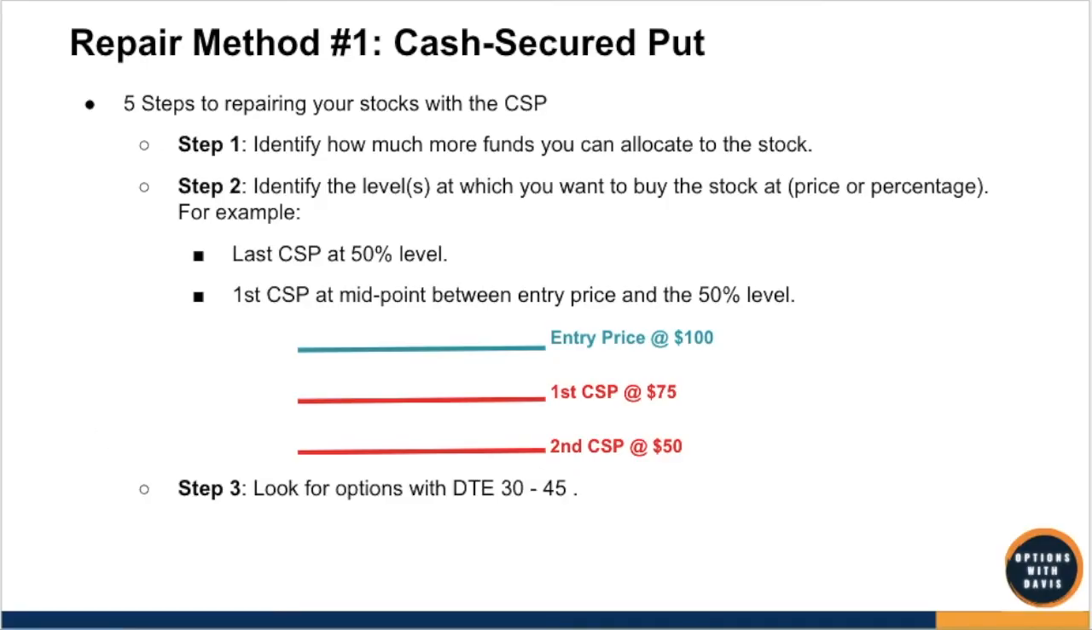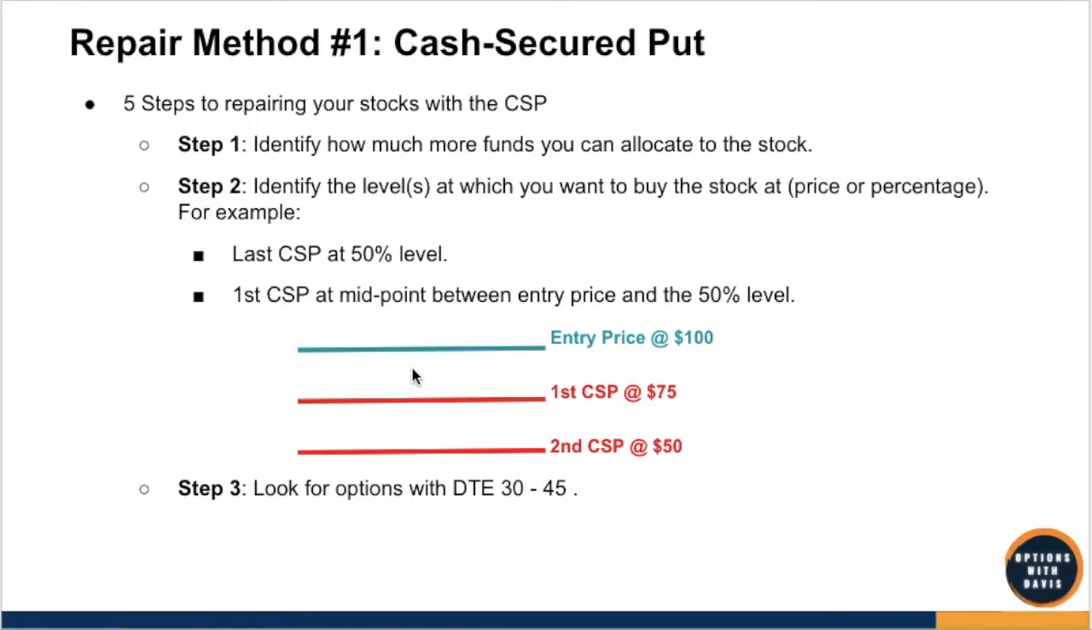Okay, so step number 3 is to look for the options with the days to expiration of 30 to 45 days, because that is generally the time where the decay starts to really increase. It's always the last 30 to 45 days of an option. Now, some people have actually asked whether they can sell the weekly options for this. Now, you definitely can, but bear in mind that if you were to sell the weekly options, chances are that you may not get enough premium to sell at the strike price that you want.